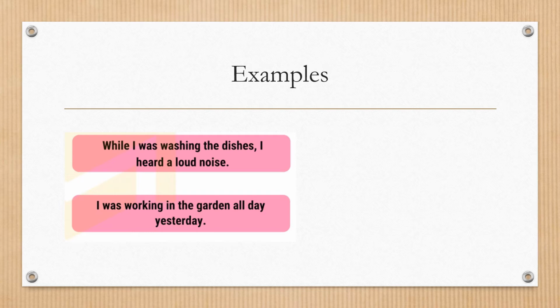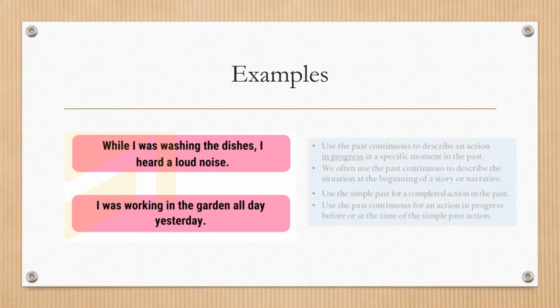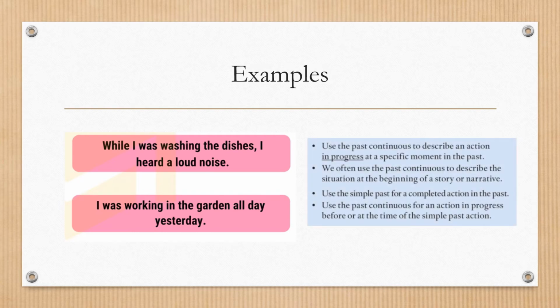Also, we can say, I was working in the garden all day yesterday. So I'm describing all the things that I was doing. We can say without stopping because I was in the garden all the day. So we can say that we use the past continuous to describe an action in progress at a specific moment in the past. We often use it to describe a situation at the beginning of a story or narrative. So if you are telling a story, this tense is going to be pretty useful.